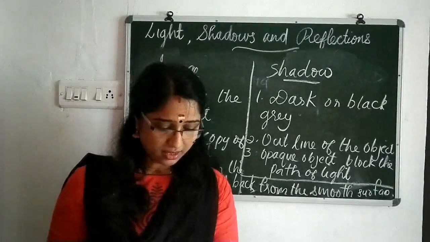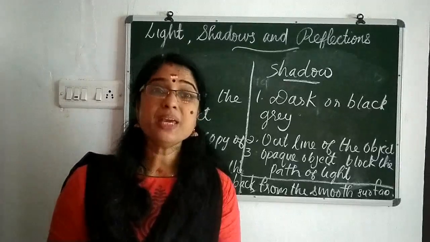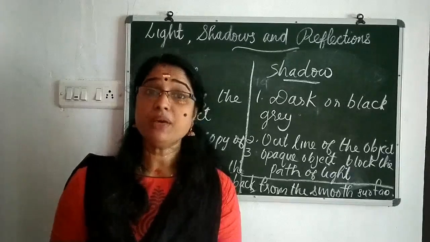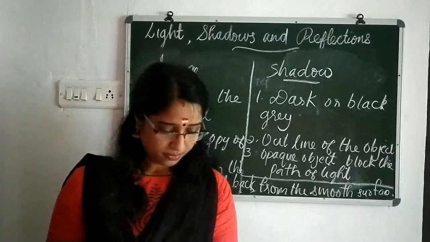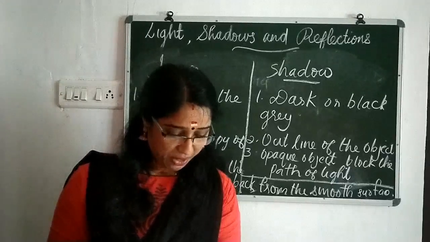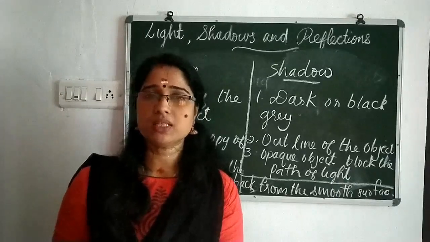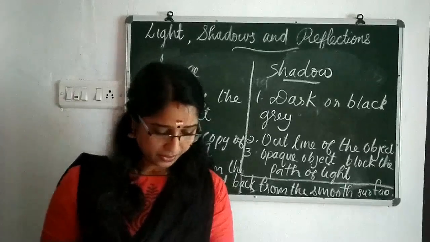A group of rays that travel together and parallel form a beam of light. B-E-A-M, beam of light. A beam of light consists of so many parallel rays. A plane mirror reflects light in a regular manner. Plane mirror, straight, is a parallel or a regular manner. Clear? Yes.